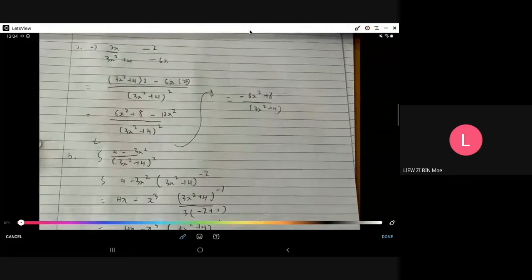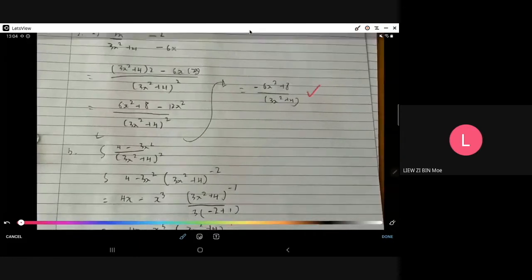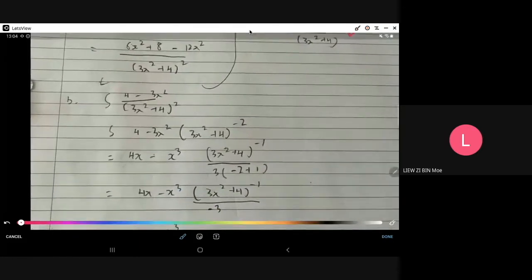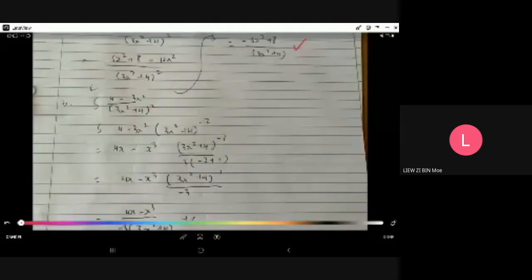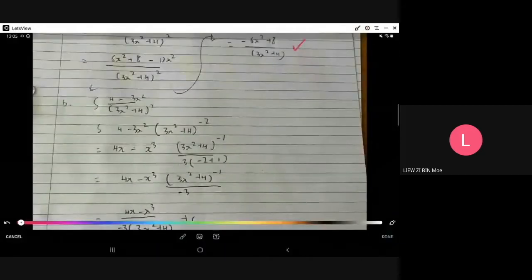So first I make the 2 a negative 2 to let it be a straight line. So I differentiate the 4 minus 3x squared into 4x minus x cubed, and I differentiate the thing. Yeah, and I get 3x squared plus 4 to the power negative 1 over negative 3. And I just multiply in.